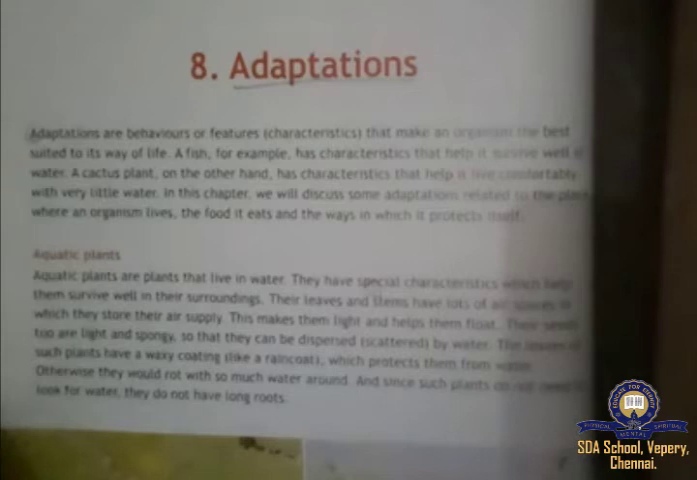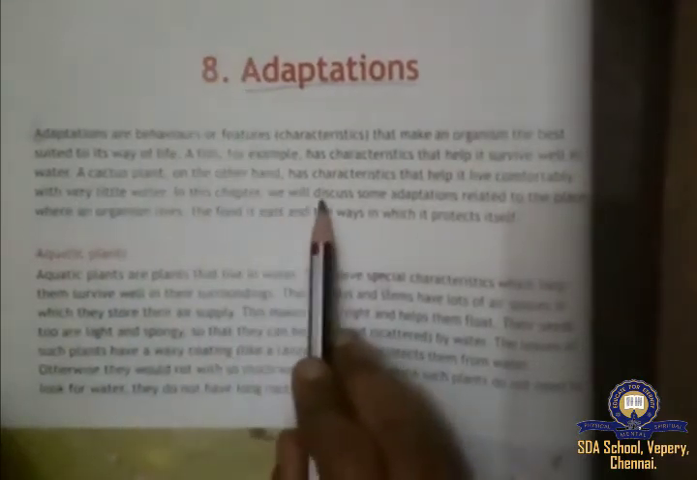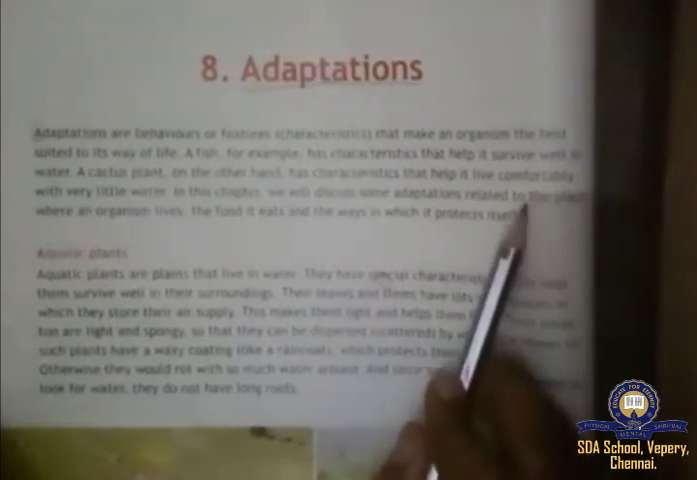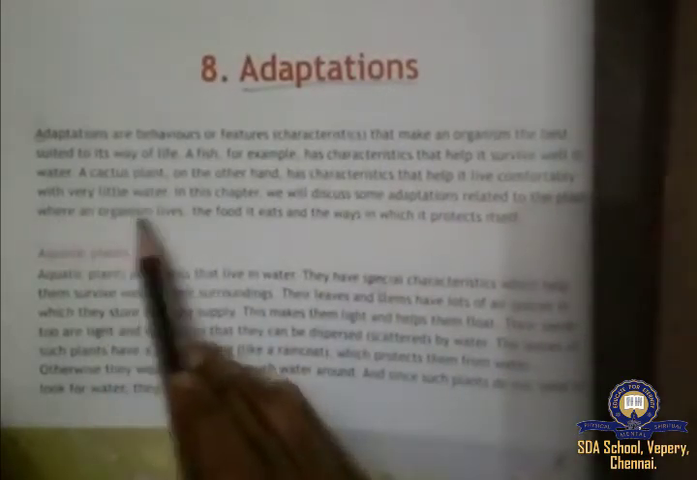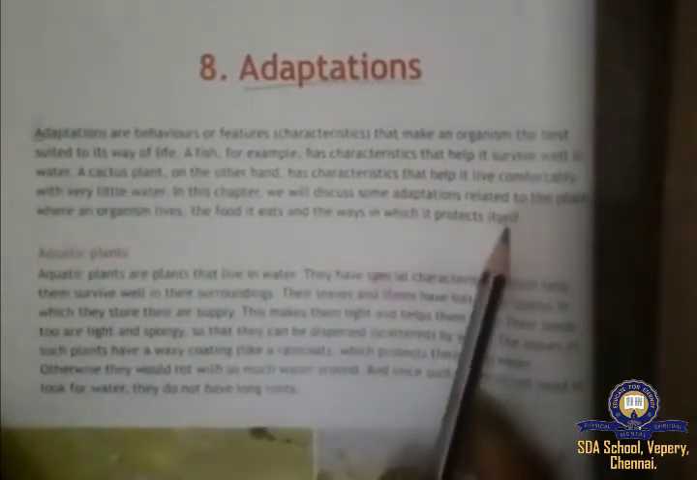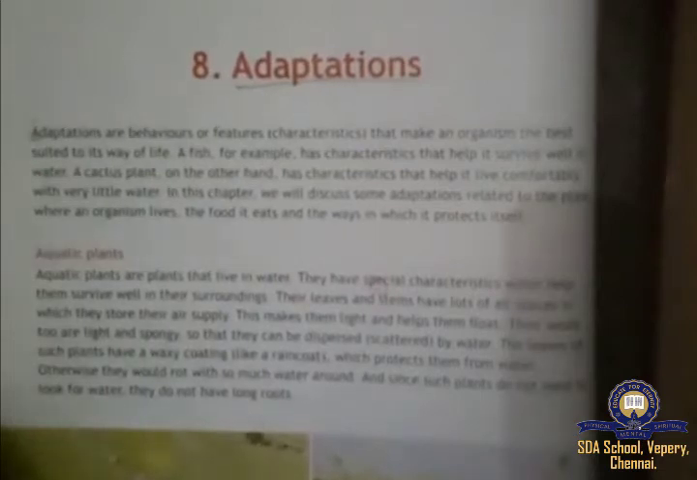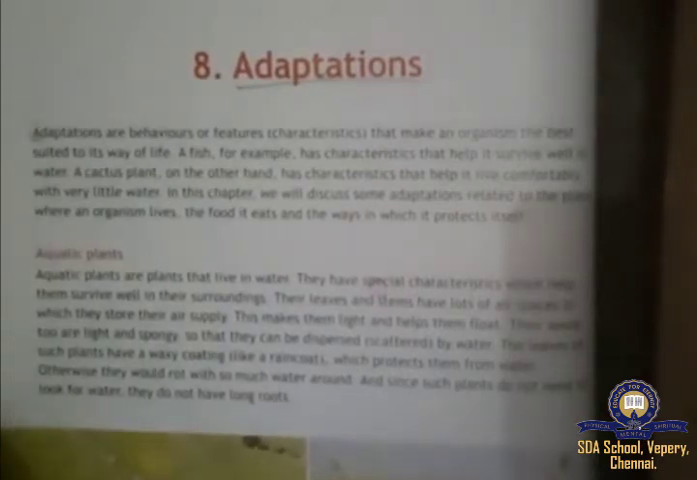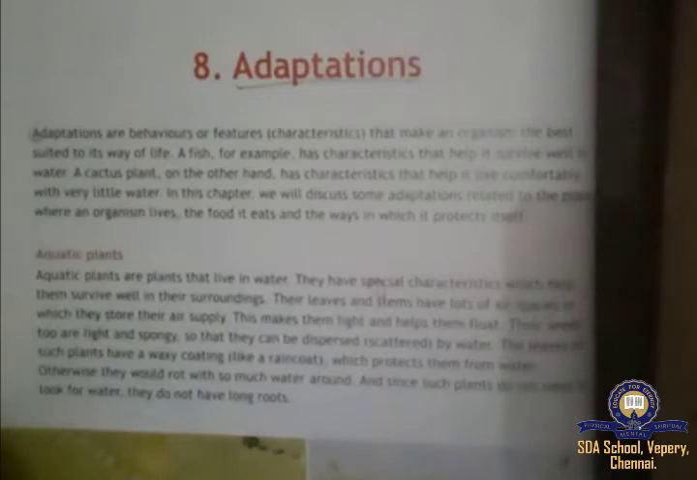Okay, next. In this chapter, we will discuss some adaptations related to the place where an organism lives, the food it eats, and the ways in which it protects itself. So in this chapter we are going to discuss and learn many things: where an organism lives, what food it eats, and how it protects itself in various ways. Okay, the first thing, aquatic plants.